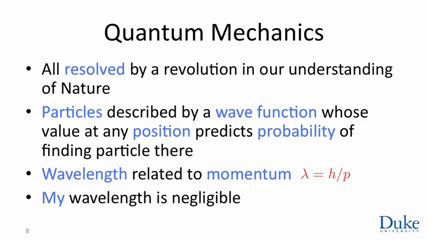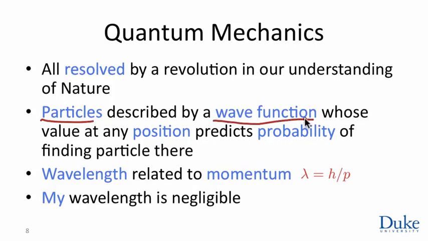Which leads to a complete revolution in our understanding of nature. This is the first time that we go way beyond anything Newton could have imagined, let alone written down. And this is modern physics, as we call it, 20th century physics. And in quantum mechanics, all the states of a particle, rather than being described by their positions and velocities, are described by something called a wave function.